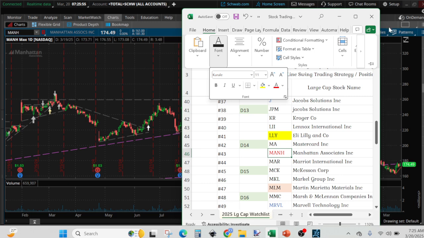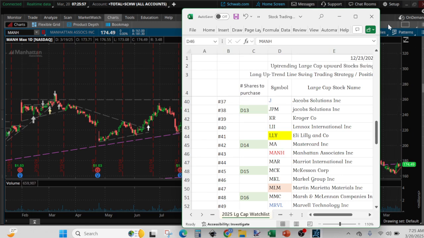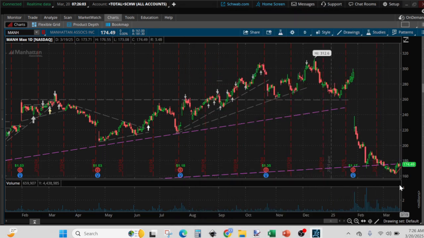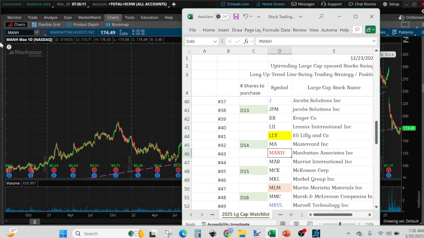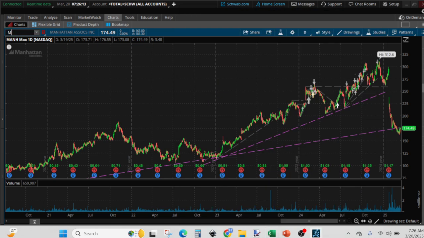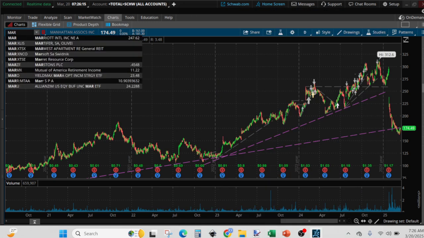Let's see here, the lowest trend line that we have there to buy at. So I will buy some and see what it's going to do from there. It might linger there for a while as well.